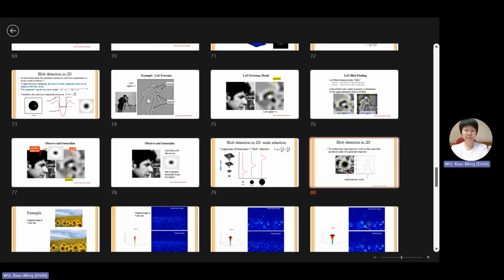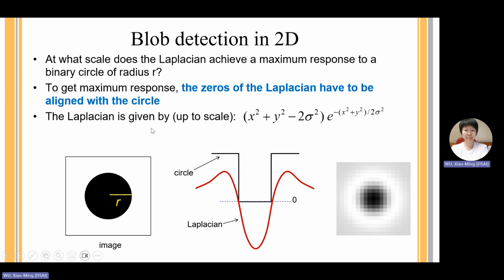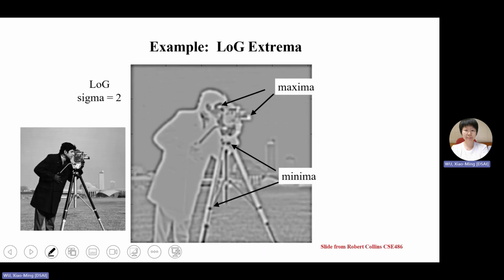And the LOG function is a desirable, carefully designed function. It has a very nice property such that the maximum response occurs when the zeros of the Laplacian align with the circle. And this can help us to select the appropriate scale as well as the filter.